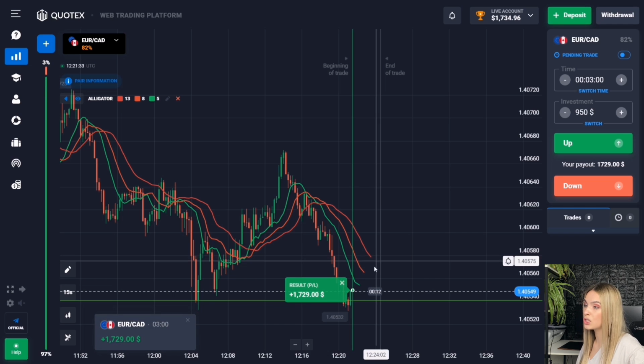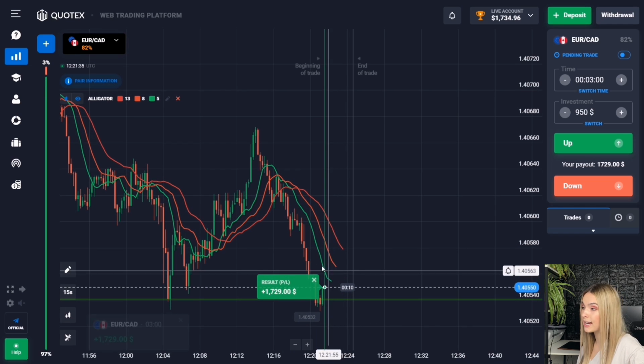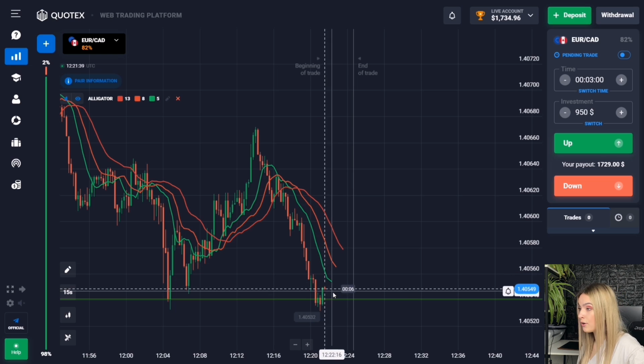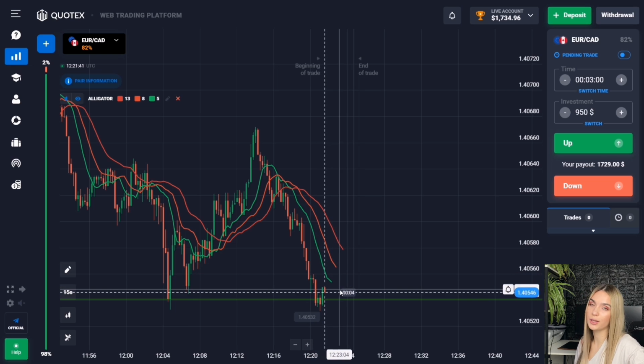Amazing. The price really continued to move to the level and we made a profit, guys. The price has an excellent potential for decline. 3 minutes was enough for us. Let's continue to the following market situation.